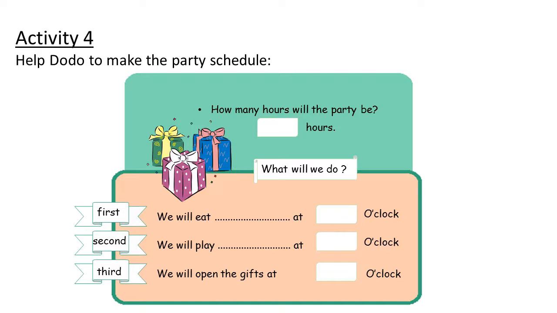Activity number 4. Okay, help Dudu to make the party schedule. How many hours will the party be? It can be 3 hours. For example, do whatever you want. This schedule is free. Do what you like. What will we do? First, we will eat the cake at 1 o'clock. Second, we will play with toys at 1:30. Third, we will open the gifts at 2:30. You can do it at 1 o'clock, 2 o'clock, 3 o'clock. You can do whatever you want.